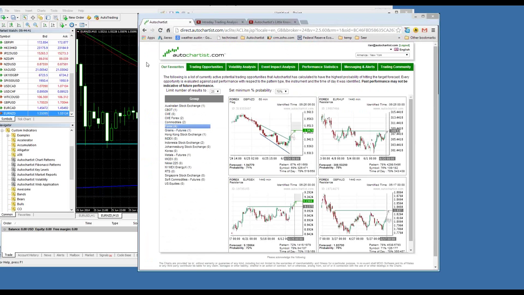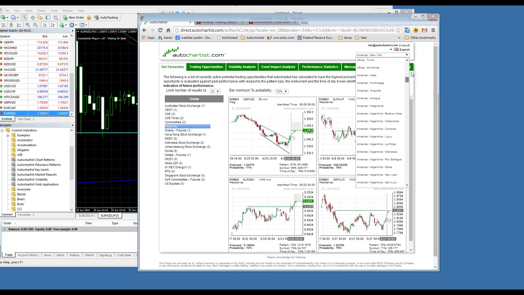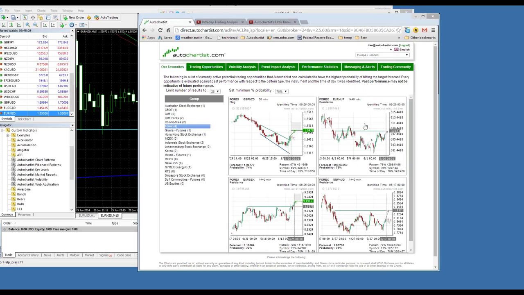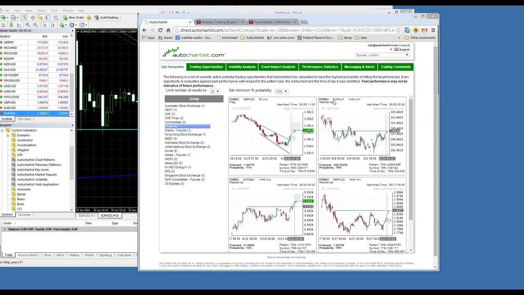As you can see on the top right-hand side of my screen, I have my time zone set to American New York. If you want to set your time zone to something different, let's say Europe, London, you can select Europe, London. What you'll have to do is select it, then log out and relaunch the platform. Then everything you see in Autochartist will come up in the selected time zone.